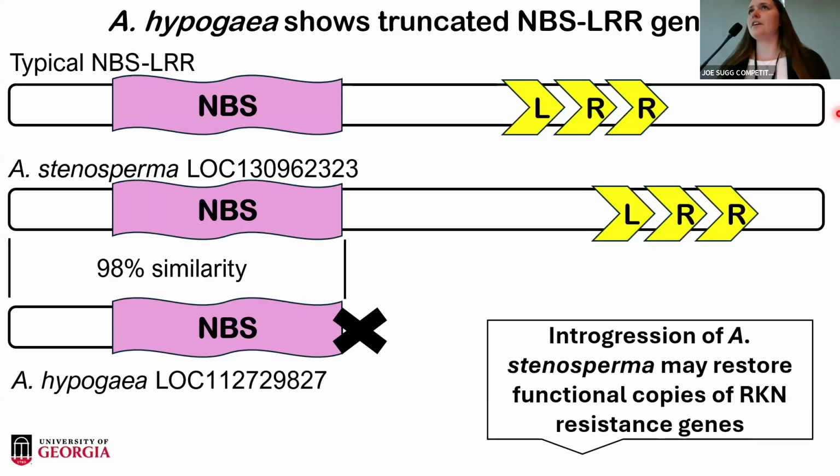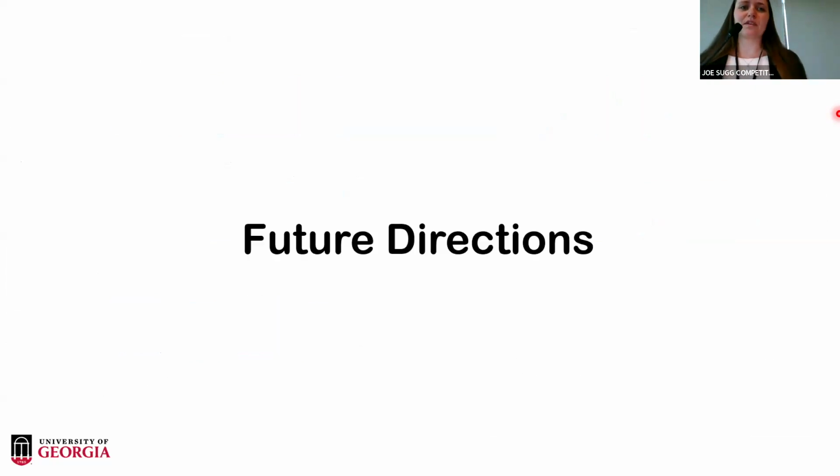So my theory here, I don't want to call it a conclusion yet, is that introgression from Arachis stenosperma may bring back functional copies of NBS-LRR genes and proteins involved in recognizing and responding to root knot nematodes.